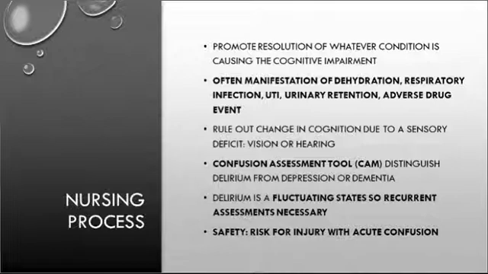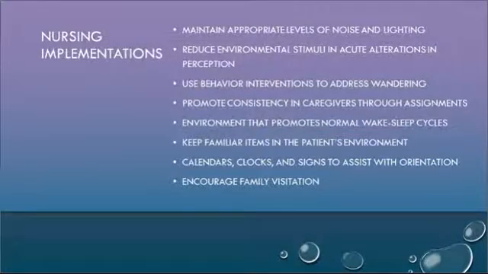Use the Confusion Assessment Method, your CAM, to distinguish between delirium, depression, and dementia. Delirium is a fluctuating state. It can be recurrent. It can come and go, so you have to continue to do the assessments. Risk for injury with acute confusion. Nursing implementations: maintain an appropriate level of noise and lighting, dim the lights, take them away from stimuli. Use behavior interventions to address wandering, promote consistency in caregivers through assignments, and an environment that promotes normal wake-sleep cycles. That is so important. Keep familiar items in the patient's environment.